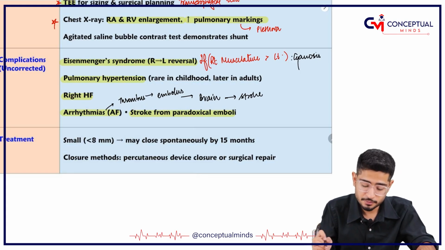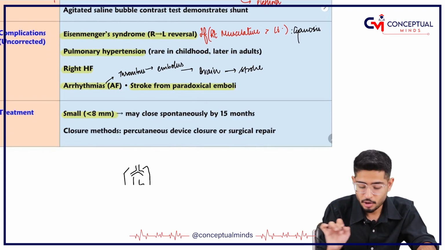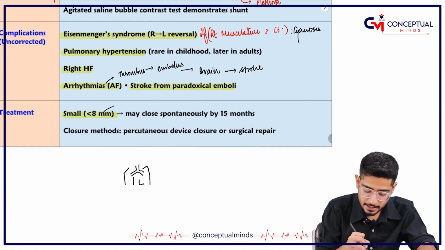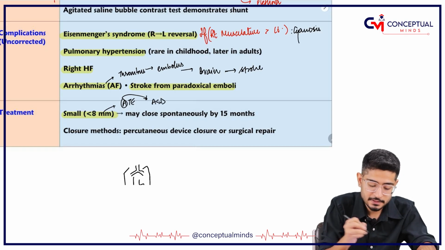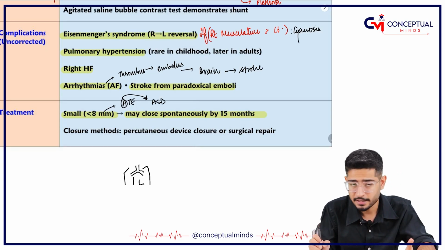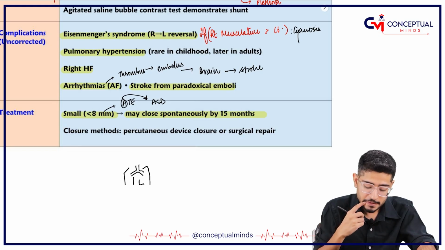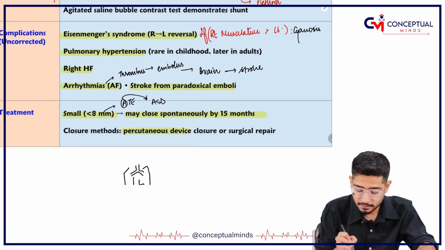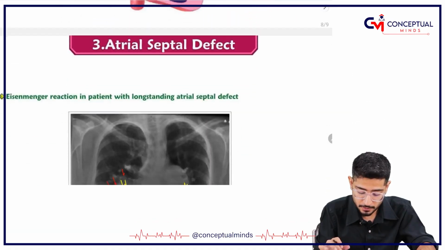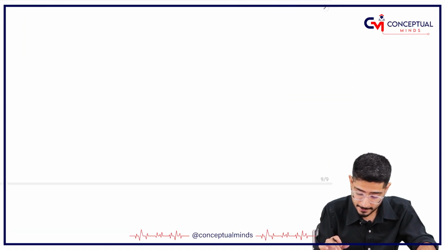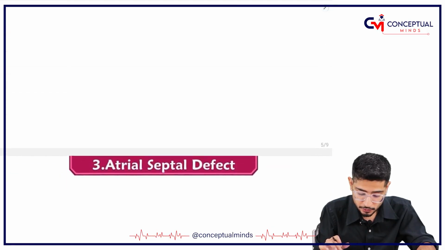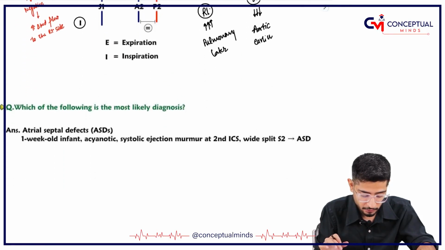Okay, so what is the treatment? The treatment modality is, if the defect is small, less than 8 mm, and 8 can be remembered as A for atrial septal defect, it may close spontaneously in about one year or so. But if it is not closed, you have to insert a device, which is called percutaneous device closure, or you can have a surgical repair as well. So there is a surgical modality also available.